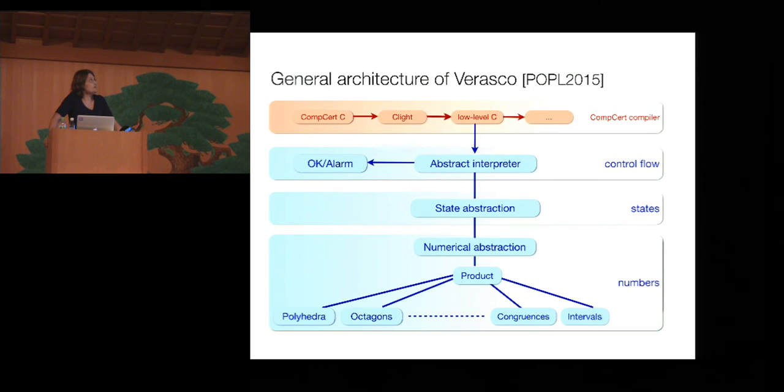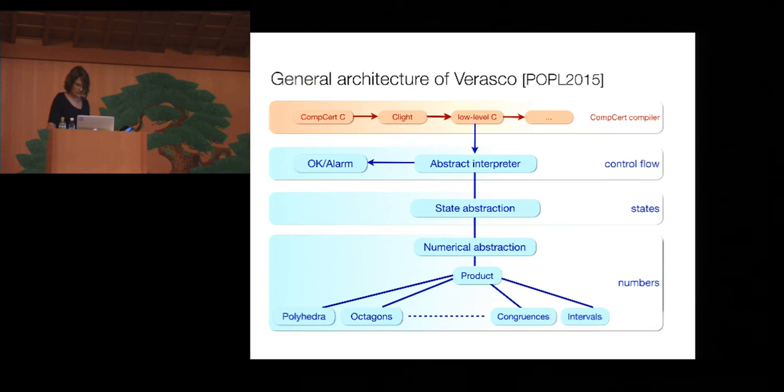So the main architecture of Verasco is the following. It was presented last year in a paper. This analyzer operates over a low-level C that is used in the CompCert compiler. And this static analyzer has many layers, and each layer is parameterized by an underlying layer.